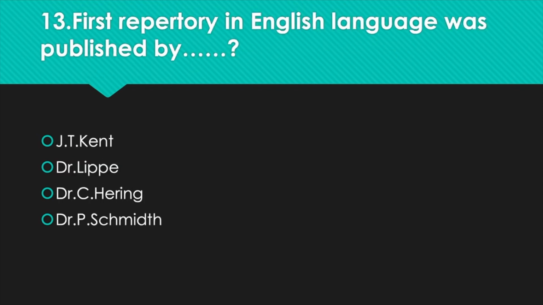First repertory in English language was published by: option A, J.T. Kent; option B, Dr. Lippe; option C, Dr. Constantine Hering; option D, Dr. Pierre Schmidt. Answer: option C, Dr. Constantine Hering.